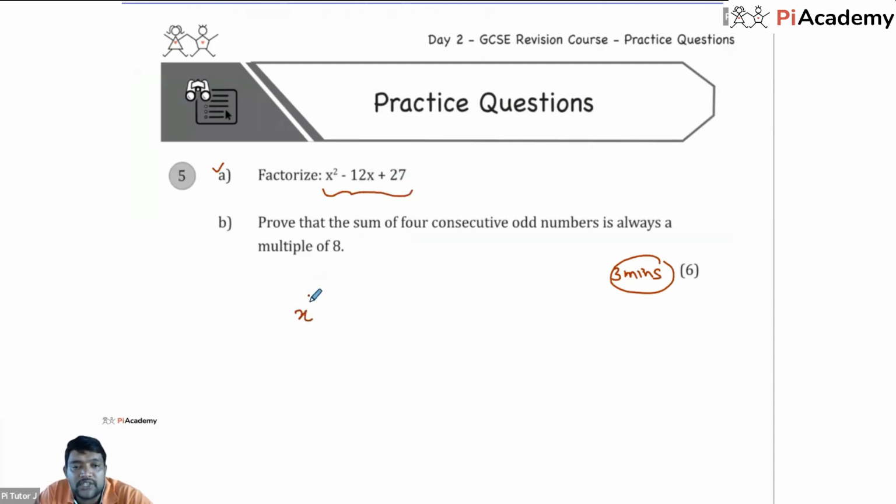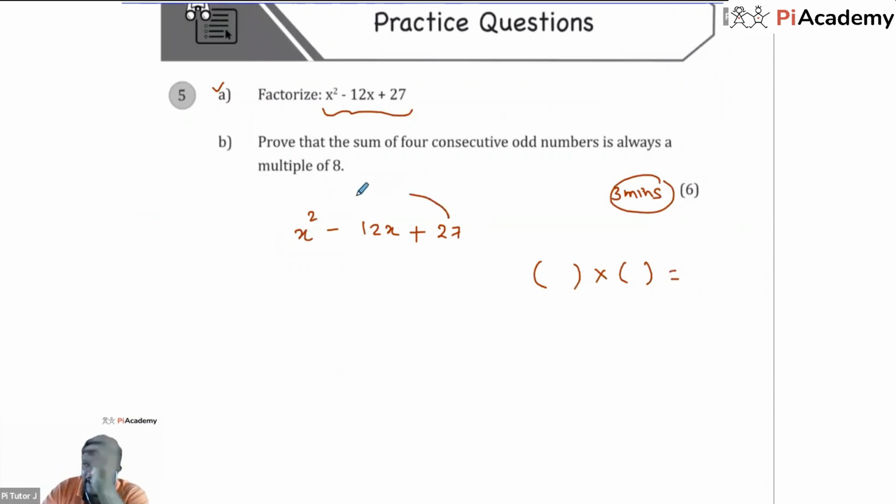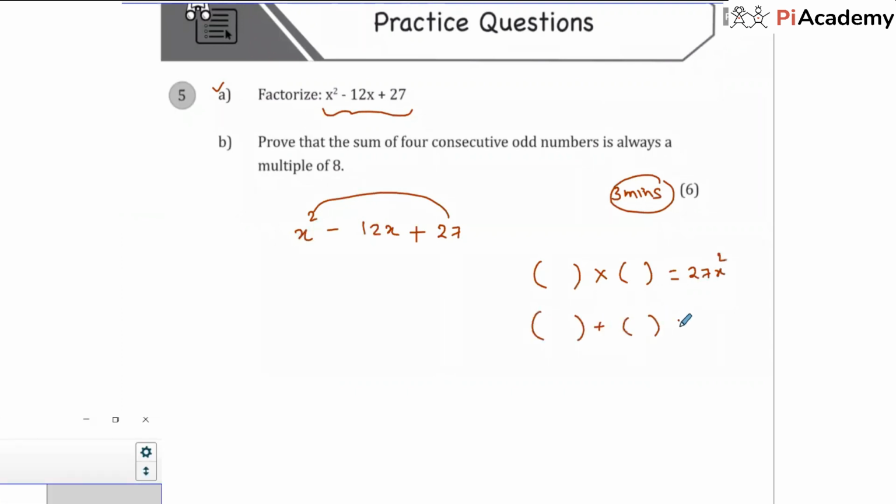Factorize x squared minus 12x plus 27. For those who did not do the factorization, understand this. How do you factorize? You need two numbers such that the product of these two numbers is the product of the first and the last term, that is 27x squared. And you need two numbers such that the sum of these two numbers is the middle term, that is negative 12x. So what are those two numbers that satisfy these conditions?